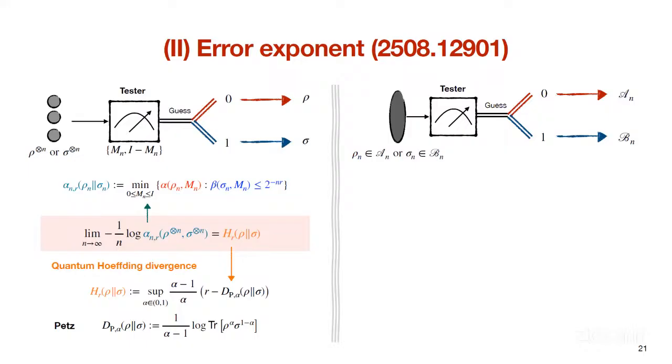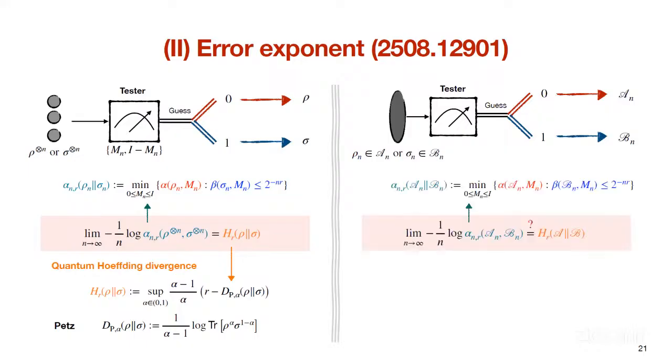Once we generalize this result to the composite correlated hypothesis, we can also introduce the type 2 and type 1 error probability, and introduce this optimal type 1 error probability by optimizing over all the possible measurements. And then the question asks where this optimal type 1 error probability converges to. So a natural guess is that it should converge to something very similar to the quantum Hoeffding divergence, right? But the challenge here is how we can suitably define the Hoeffding divergence between two sets of quantum states.